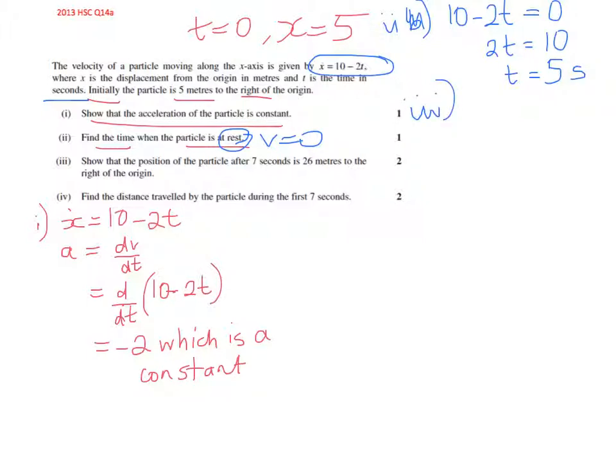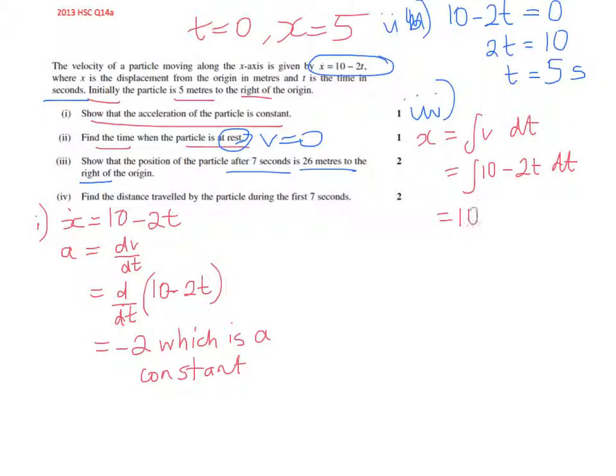Part 3, show that the position of the particle after 7 seconds is 26 meters to the right. Okay, so we're given our expression for our velocity. We need to show that the position of the particle, which means its displacement, is positive 26 when t equals 7. So how do we get displacement from velocity? Well, we need to integrate, because displacement is the integral of velocity with respect to time. So we need to integrate 10 minus 2t.